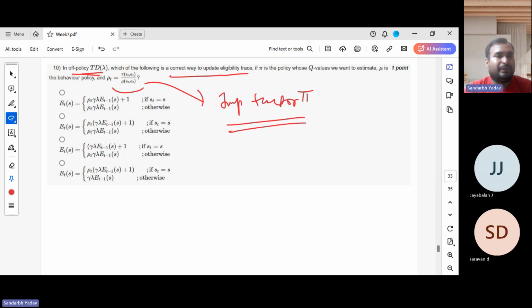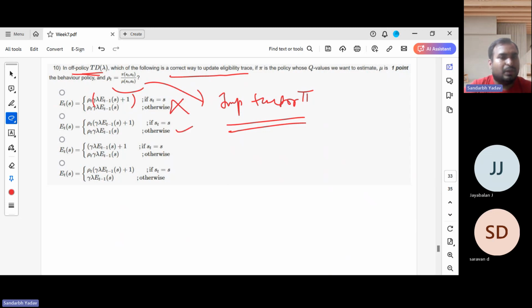So if you remember from the lectures, what is the issue with this one? The issue is that this rho should have been multiplied to the entire term, not just the first term as it is happening here. So this is long, but is this fixing it? This is fixing it, right? Otherwise, we are simply decaying if we are visiting that state and multiplying by this importance factor also.